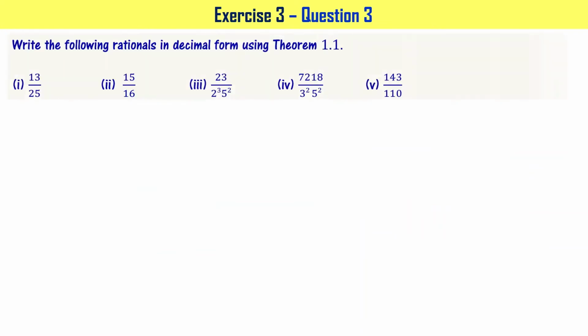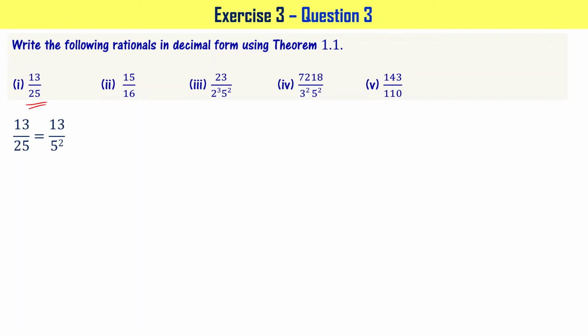Question number 3. Write the following rationals in the decimal form using theorem 1.1. We are given total 5 rational numbers. We are asked to write them in their decimal form using the theorem 1.1. Let's take a look at the first problem, that is 13 by 25. That can be written as 13 by 5 square, right?